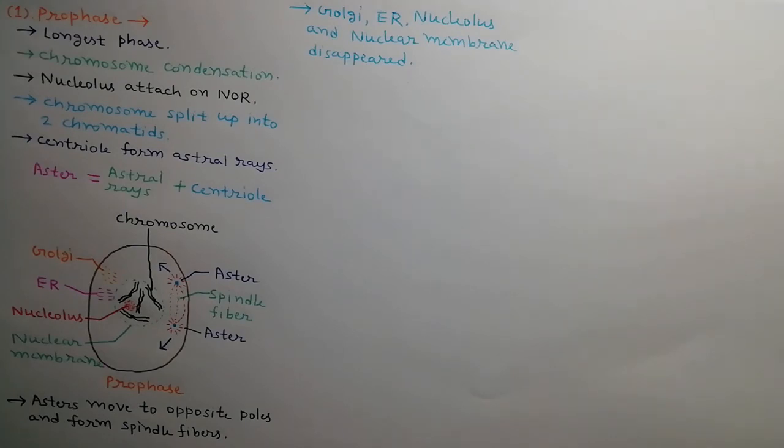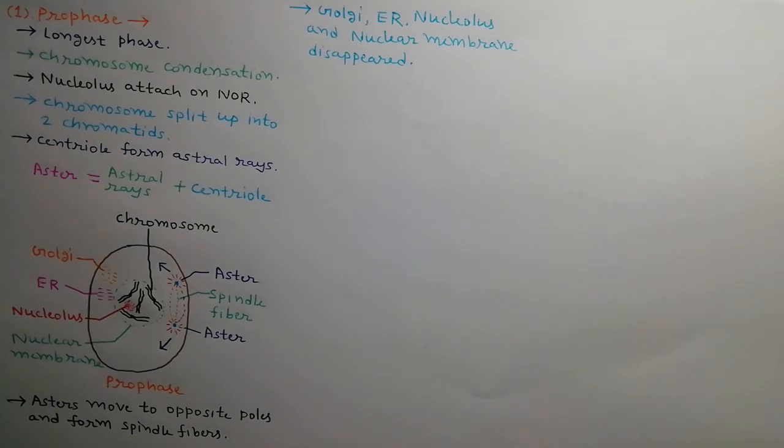Nucleolus appears to be attached with an organizer region of the chromosome. Each chromosome splits up into two chromatids and remains attached at the centromere. Both centrioles make astral rays. Astral rays and centriole are combinedly called aster.